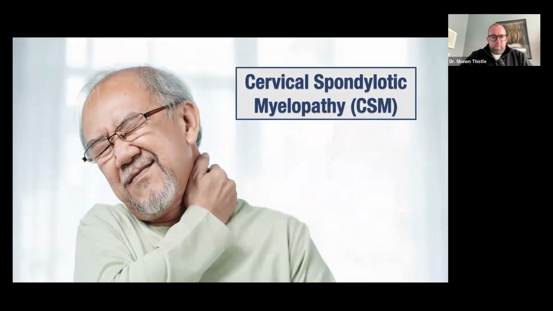For those that know this condition by its older term, it used to be called cervical spondylotic myelopathy. And that's what I was taught when I was at CMCC, but they updated the name a few years ago just to reflect the pathology a little bit better. And they changed the term to degenerative cervical myelopathy. So if I refer to DCM, you'll know what I'm talking about throughout this presentation.